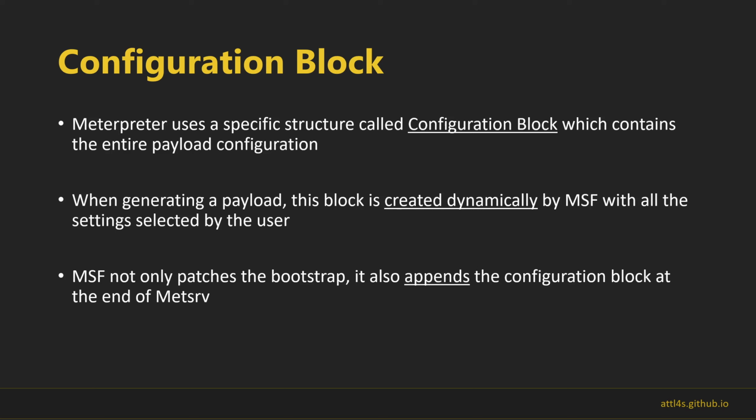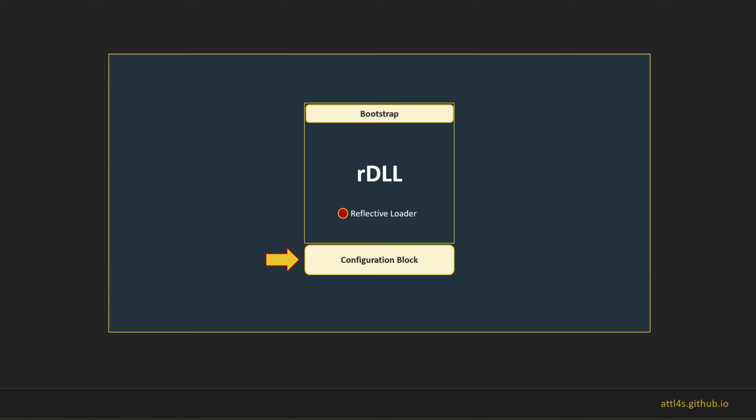So Meterpreter has something called the configuration block for containing all these settings. Okay. When you generate a Meterpreter payload, this configuration block is created dynamically with all the things you have selected. And this configuration block is appended at the end of metsrv. So the result is something like this. We have the bootstrap, we have the rest of the DLL with the reflective loader export, and we have the configuration block with all the settings about the session and so on.